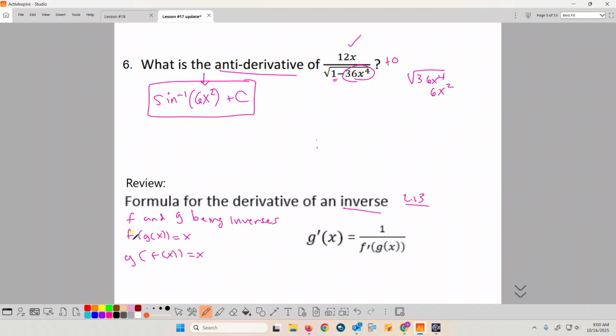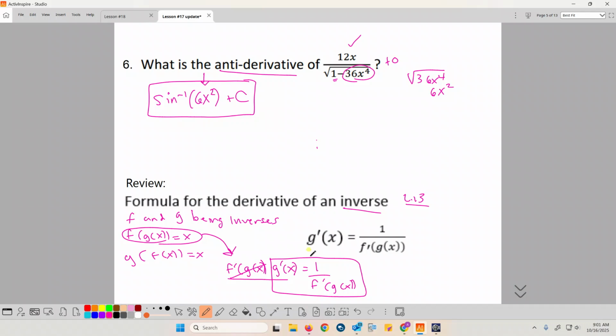Right? So if you were to derive both sides of this equation right here, let's do that real quickly. We end up with a chain rule on the left side, that's derivative of the outside, copying the inside, times the derivative of the inside. And that equals what? Derivative of x is just 1. And now to isolate g prime, I could just divide both sides by this thing right here to cancel that out. And that's how I'll get this 1 over f prime of g of x, okay? And so that is how we obtain this formula, which you saw right here.